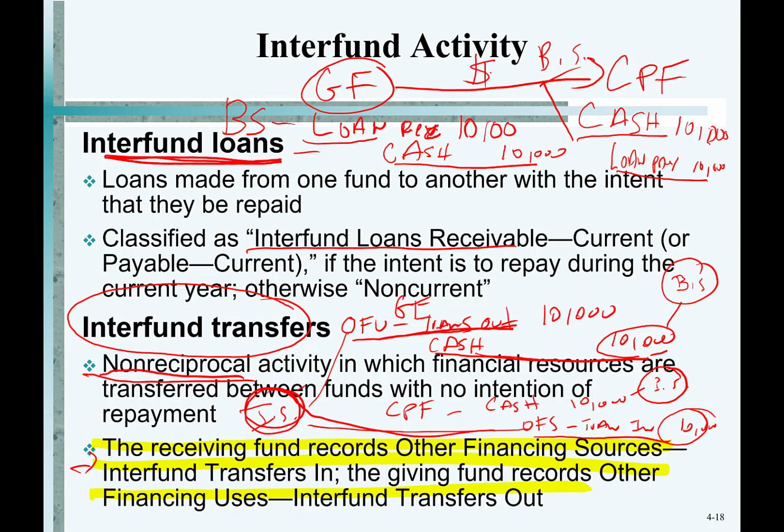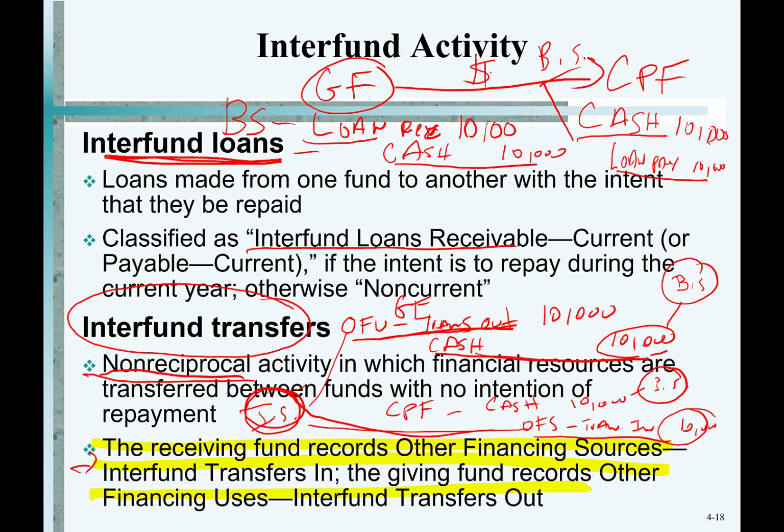Okay. Now in the capital project fund, they have 10,000 cash, don't they? And they would do what? They would credit, where'd it go? Other financing sources. Debit cash 10,000. That's on the balance sheet. Credit other financing sources, transfer in. That's on the statement of revenues, expenditures, and change in fund balance.